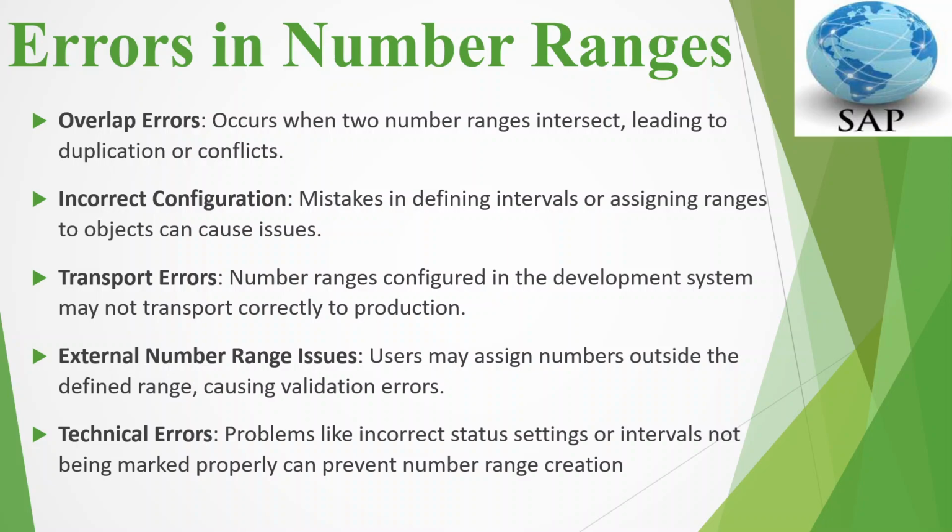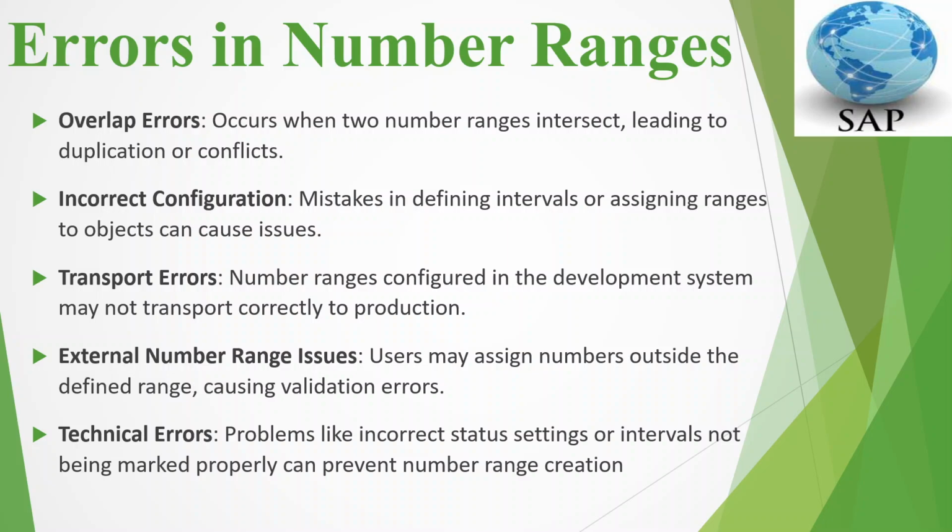this is again a very important heading which I call errors in number ranges. So what are the different kind of errors you can encounter with regard to the number ranges used in the SAP system? First is called overlap errors. It occurs when two number ranges intersect each other, leading to duplication or conflicts. Even the system will also give you the error messages when you do it.